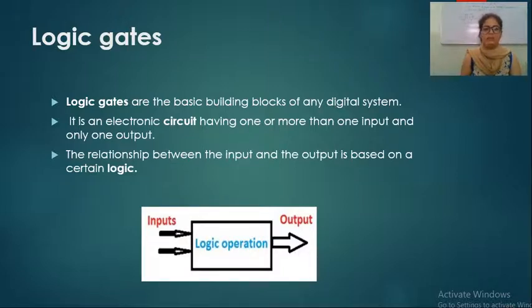It is an electronic circuit which has more than one input but only one output. In the case of logic gates, we can provide multiple inputs but we always get only one single output. The relationship between the input and output is based on a certain logic. We have to study how the output depends on the input, because it all depends upon the logic of the circuit.